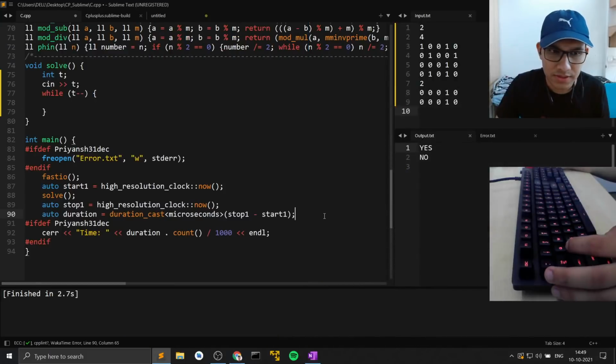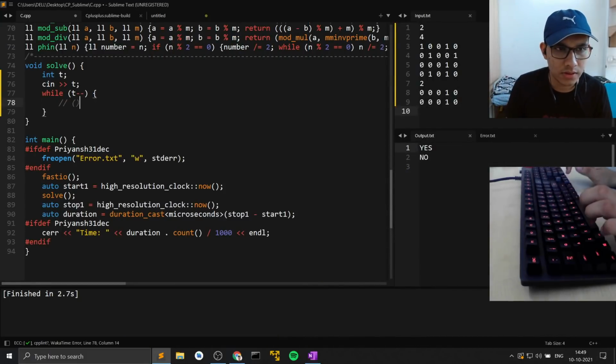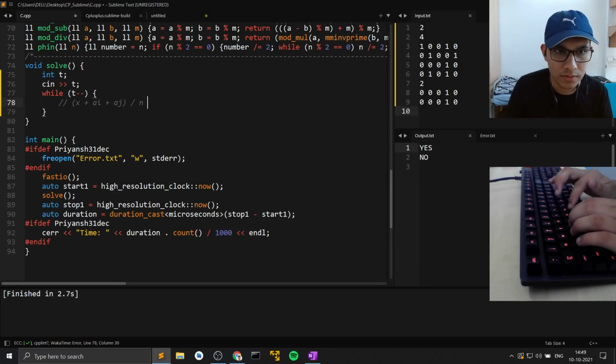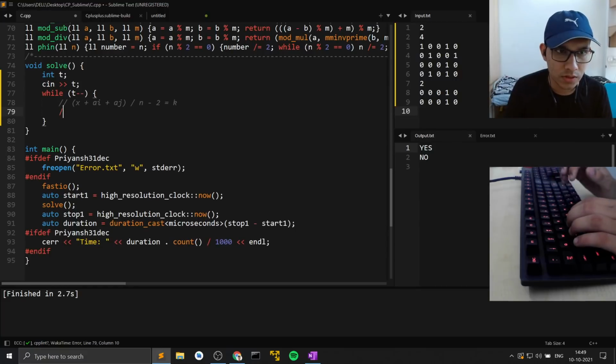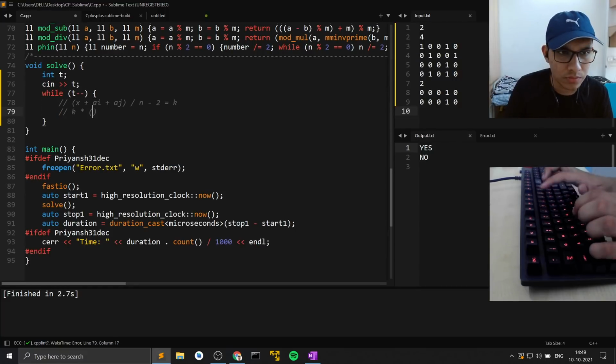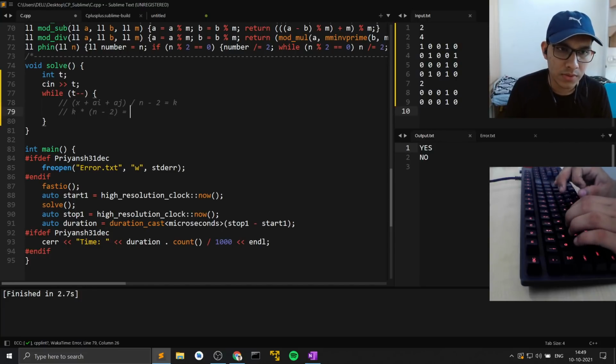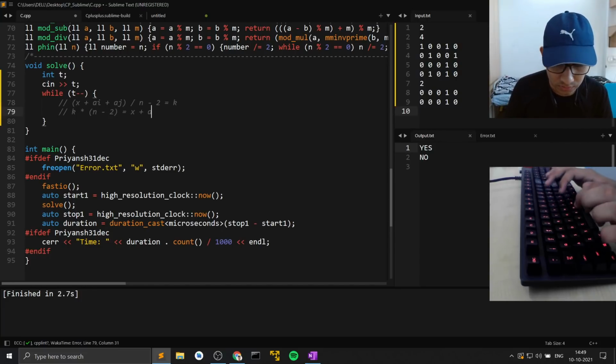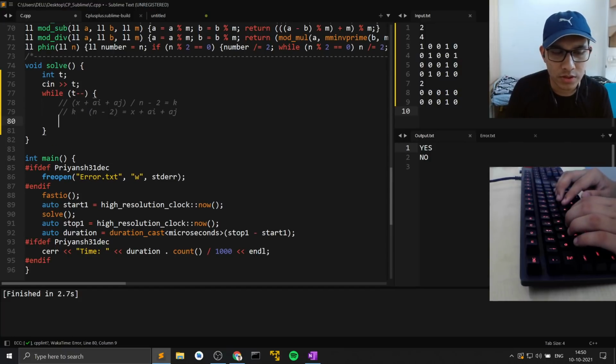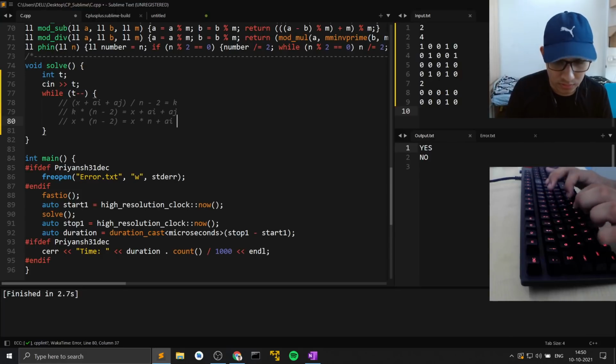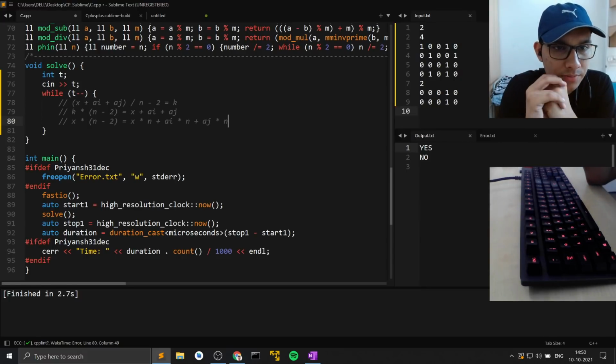Okay, let me write this on Sublime itself. So I have x is the current sum, ai plus aj, divided by n minus 2 equals to k. Then I have k into n minus 2 equals to x plus ai plus aj. Now in order to remove this k, I can do x by n. So I have x into n minus 2 equals to x into what? x into n plus ai into n plus aj into n. Yeah, this is what I have.